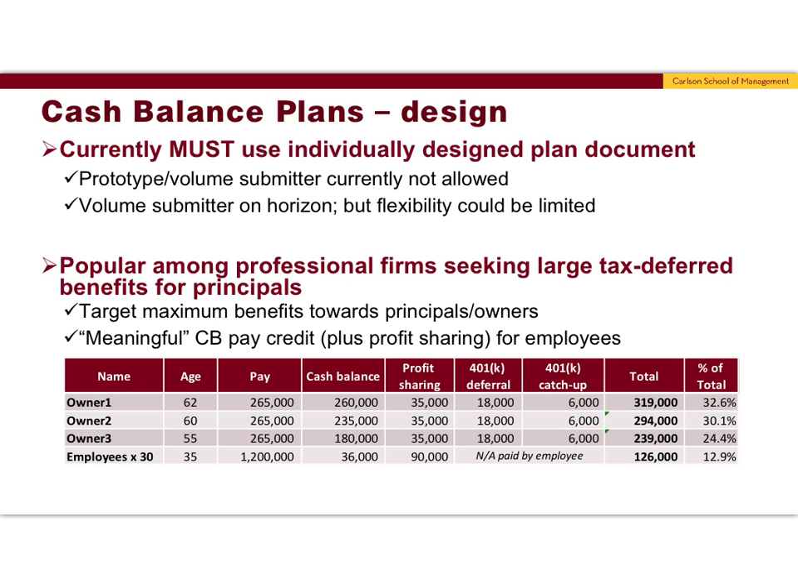Where we see the largest growth area for cash balance plans is among professional service firms that are seeking large tax-deferred benefits for their principals or owners. In 2016, an individual can receive up to $53,000 in tax-deferred retirement benefits in a 401(k) profit-sharing plan. However, cash balance plans allow much larger retirement deduction opportunities. Professional firm cash balance plans are fairly popular among medical groups and law firms. They target very large benefits towards the principals and owners while providing a meaningful cash balance pay credit plus substantial profit-sharing allocations for rank-and-file employees.